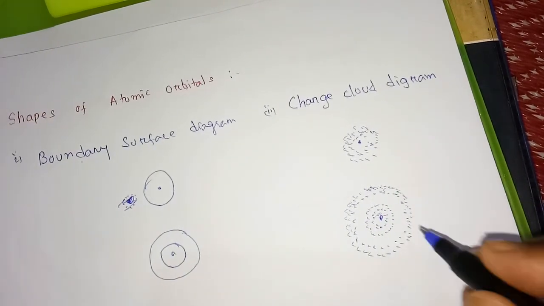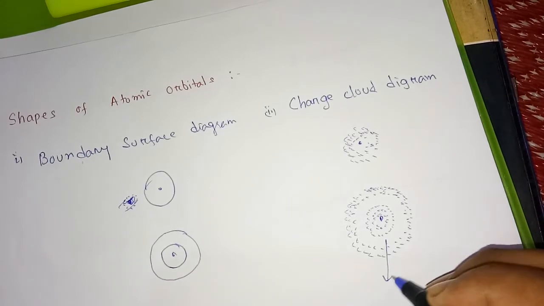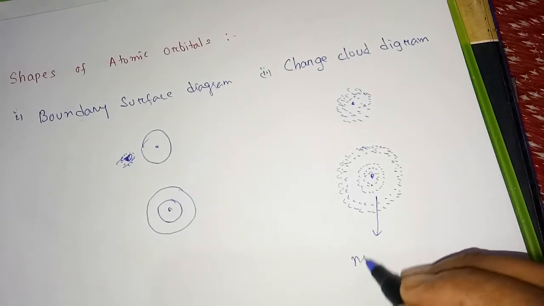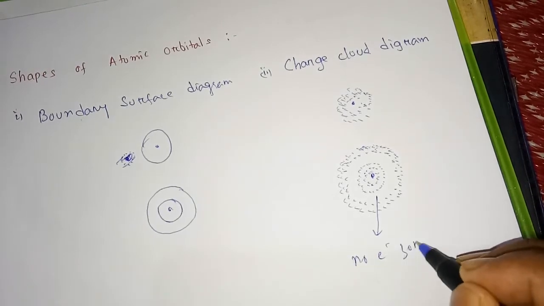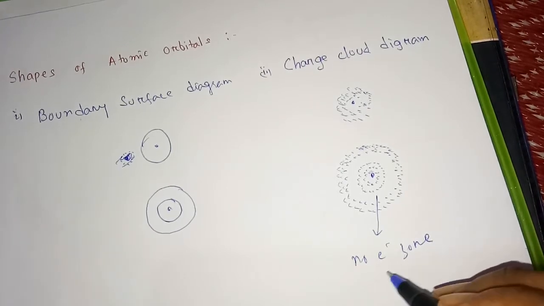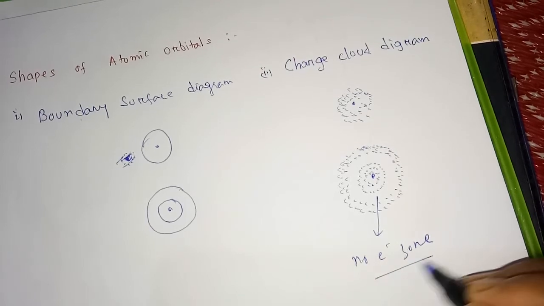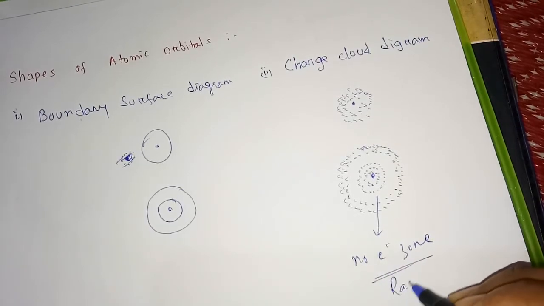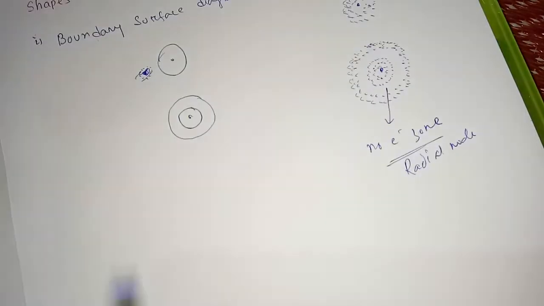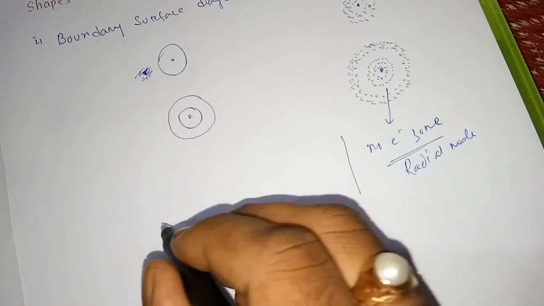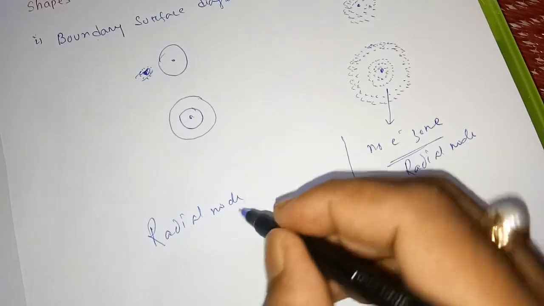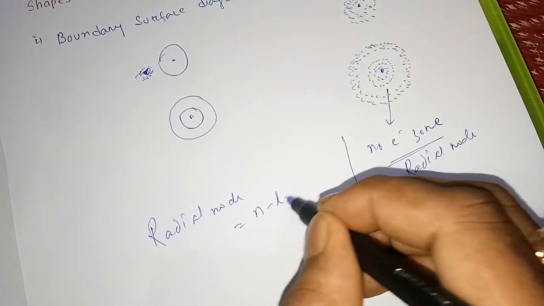Now in this one we are getting a gap here, and this gap is called the no electron zone. This no electron zone is also called a radial node. Now there is a formula to get the radial node. Radial node is equal to n minus l minus 1.